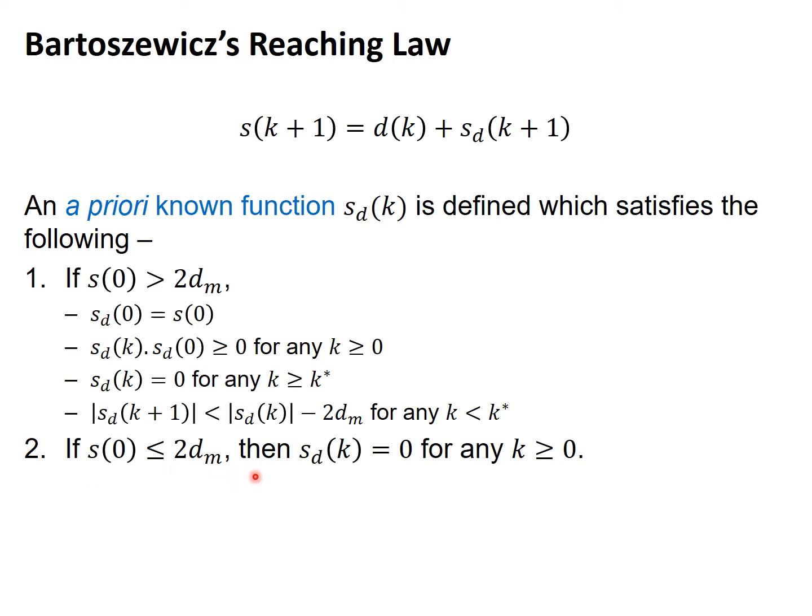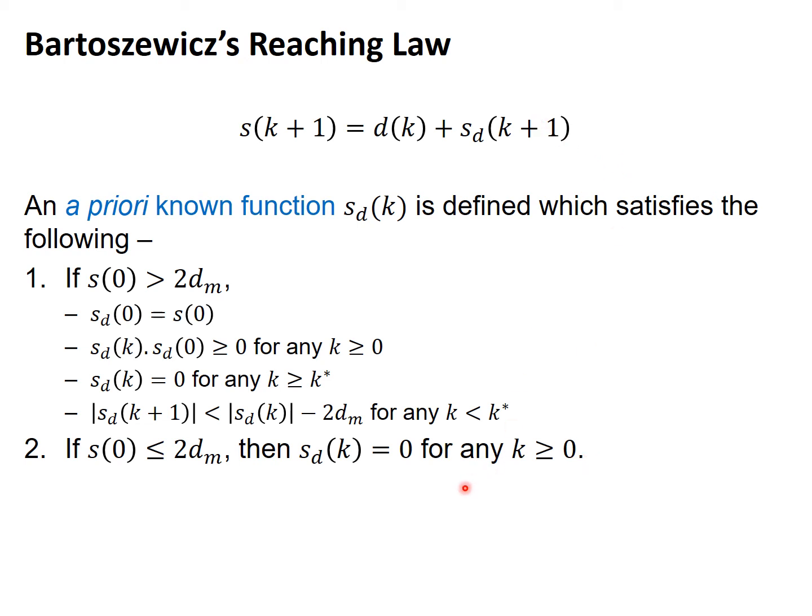Another thing is that this is the evolution when S0 is greater than 2 dm, but if S0 is less than 2 dm, then this is 0 always. That is what he is saying. Then SDK is 0 for any k greater than or equal to 0.